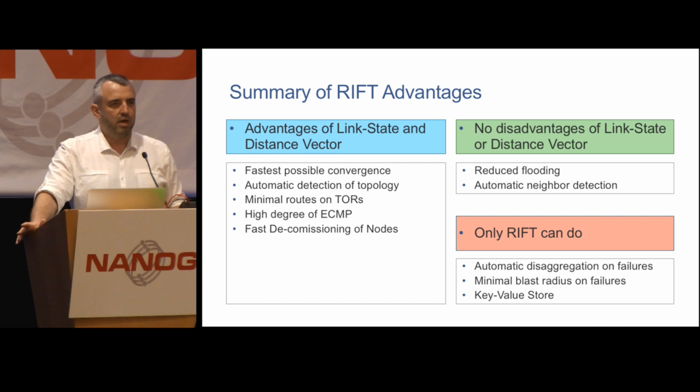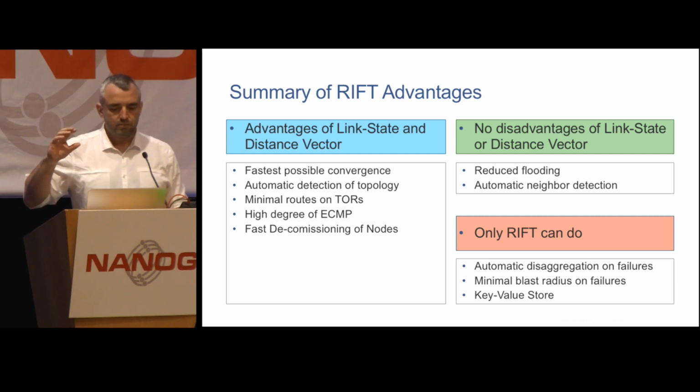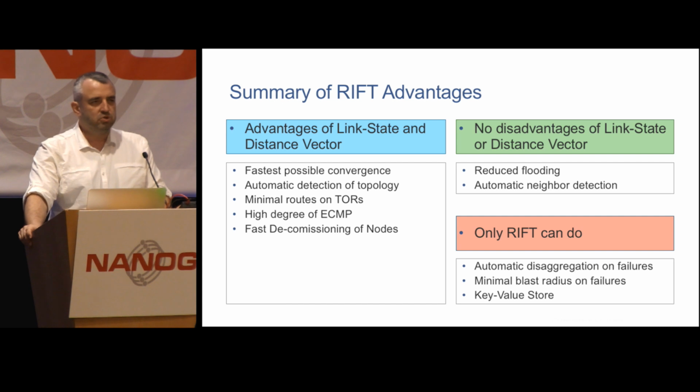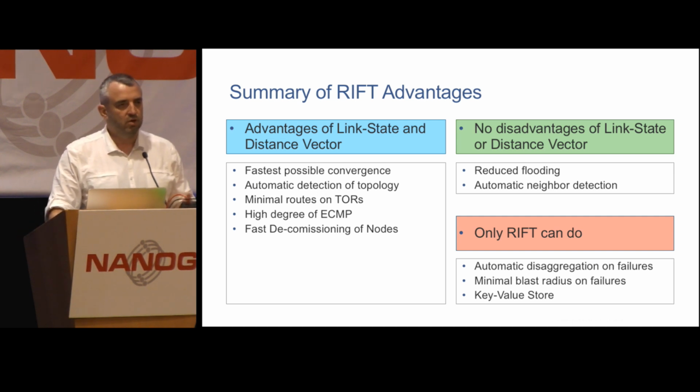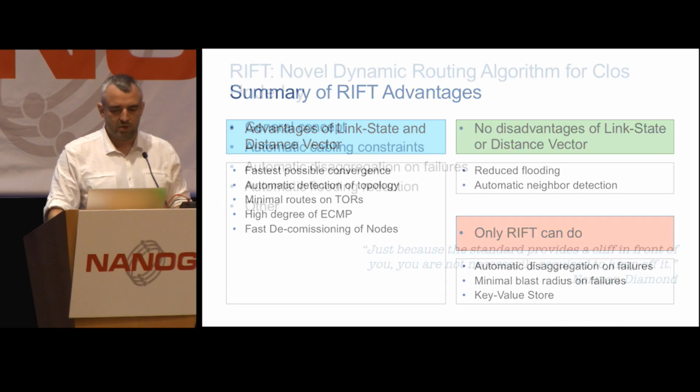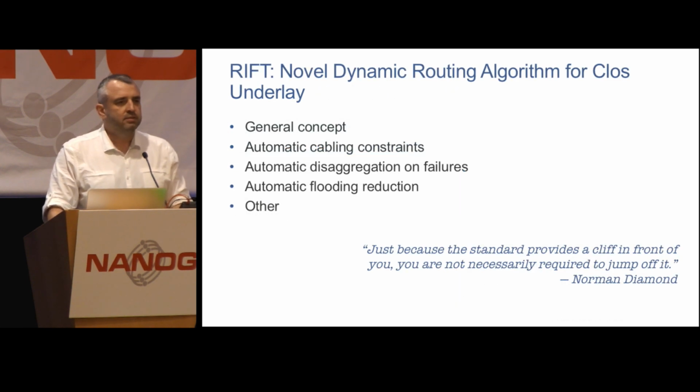In a very dense network like a Clos, the flooding and reflooding is of high expense. There is a lot of redundant information. It's taken out. And finally, RIFT allows for things which are generally not supported by current protocols, like automatic disaggregation on failure, or minimizing the blast radius in case of failure. Finally, carrying opaque values, so key-value. We don't know for what reason yet, but part of the protocol is to allow carrying different information. With that, let's look at how it works. What is the proposal?